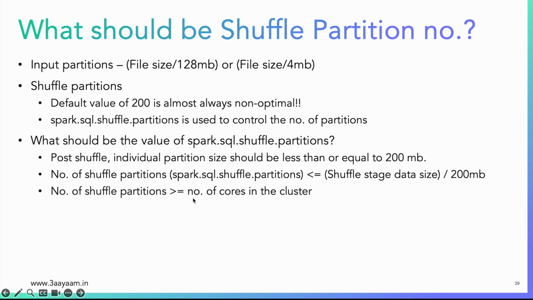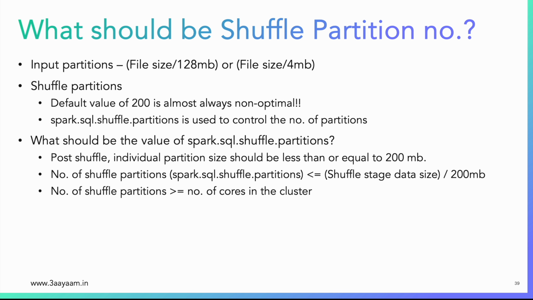And the second condition is that the number of shuffle partitions should always be greater than or equal to the number of cores in the cluster. So in our case, where I had used a standalone cluster, I only allocated 4 CPUs for 4 executors. That's why I mentioned 4. If your cluster has, let's say, 16 CPUs, then it should not be less than 16.